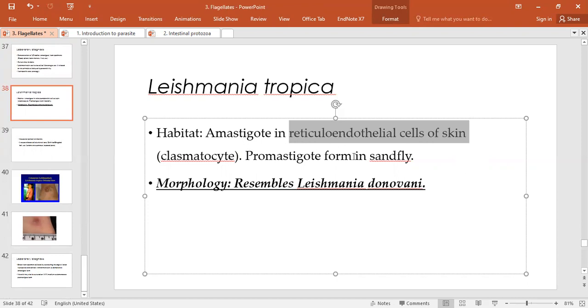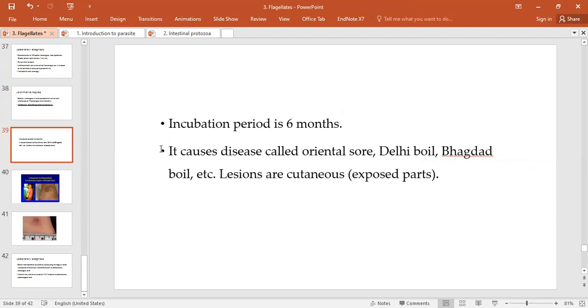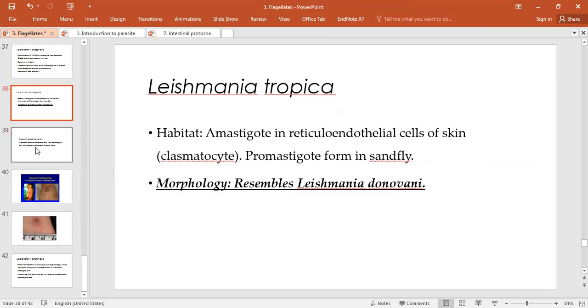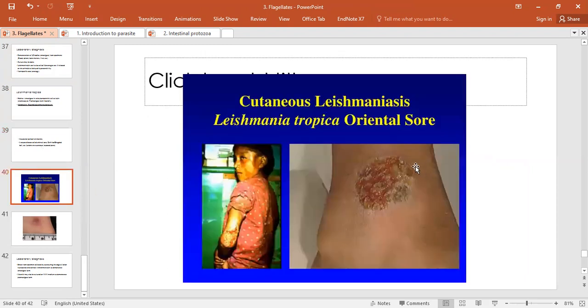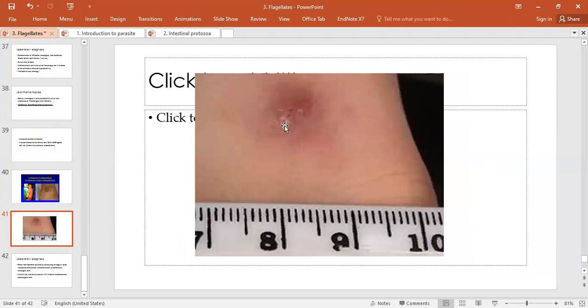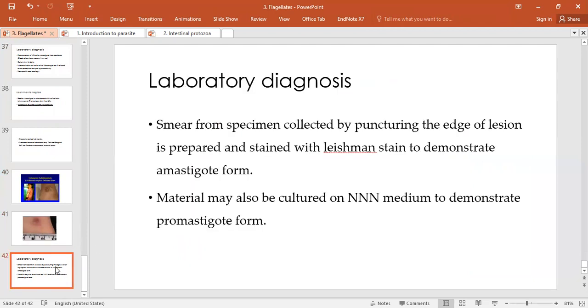The promastigote form is in the sandfly. The incubation period of Leishmania tropica is 6 months. It causes a disease called oriental sore, or Delhi boil, or Baghdad boil. Lesions are cutaneous, meaning exposed. Here's an image of cutaneous leishmaniasis, Leishmania tropica, oriental sore, Baghdad boil, Delhi boil. That is the size of it being measured.